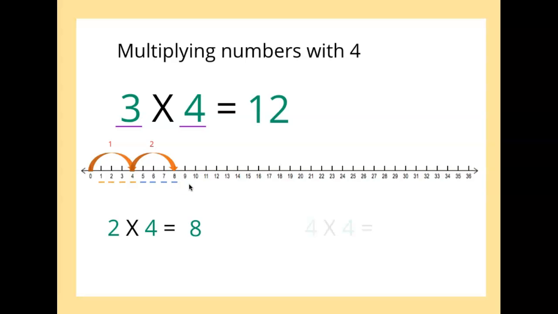Let's try one more. 4 times 4. So this time we are jumping 4 times in the patterns of 4. 1, 2, 3, 4, jump. 1, 2, 3, 4, jump. 1, 2, 3, 4, jump. 1, 2, 3, 4, jump. So the answer is 16.